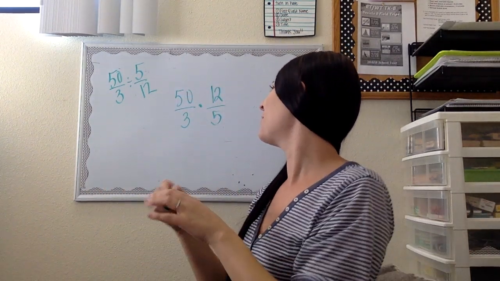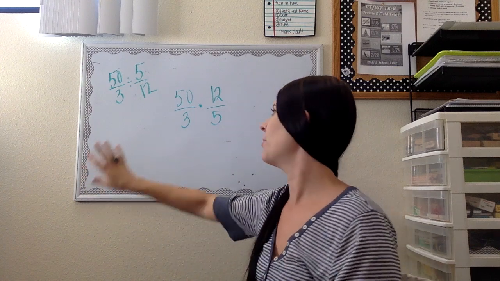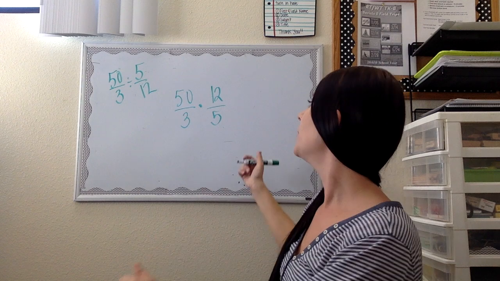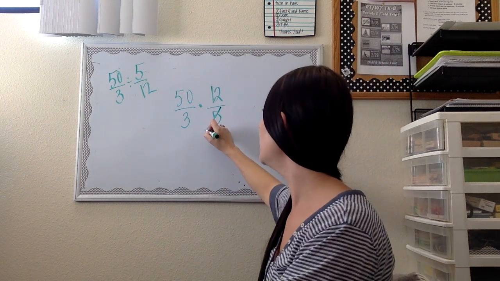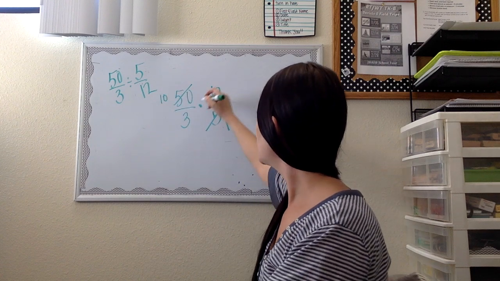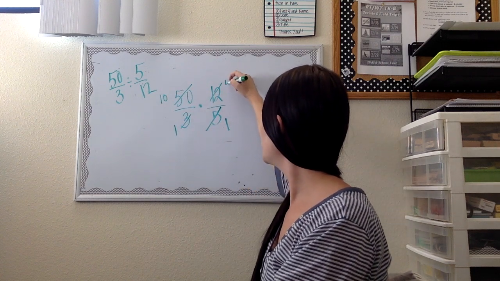So let's pick up where I left off. I'm going to do 50 over 3 times 12 over 5. Remember, I had divided, so I flipped my second fraction, and now I'm multiplying. I really want to use cross-canceling on this one. So 5 goes into itself once, and 50 10 times. 3 goes into itself once, and 12 4 times.